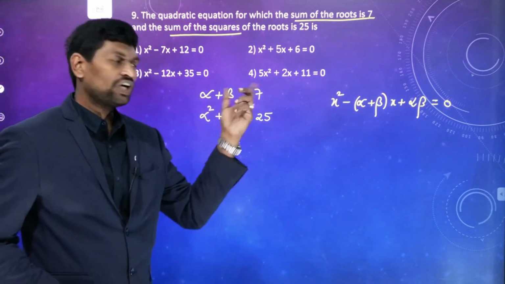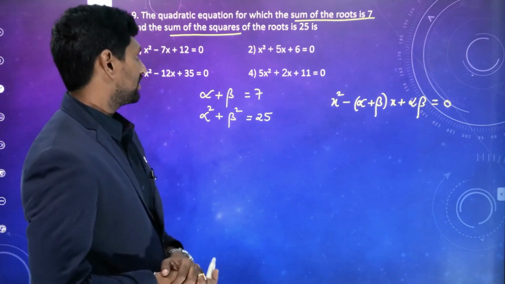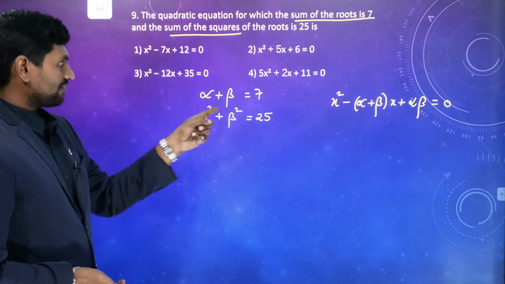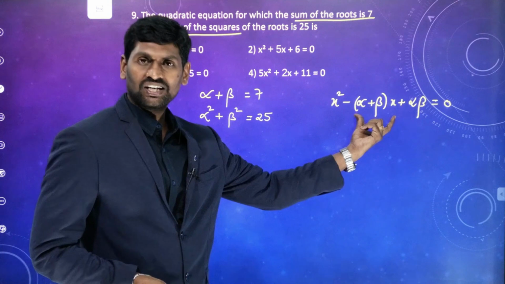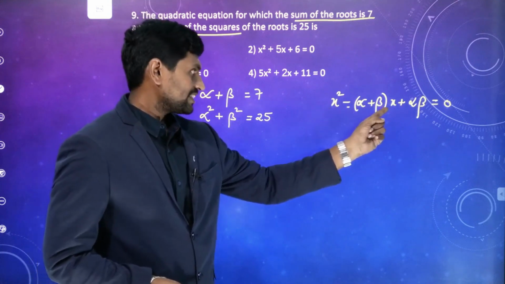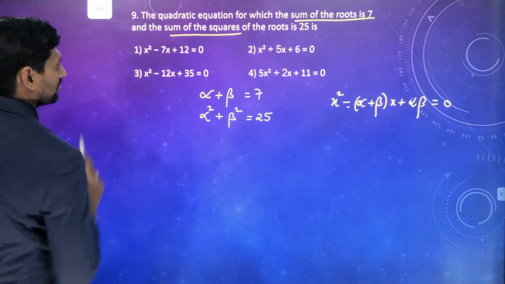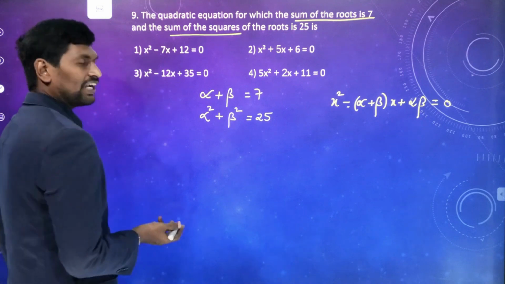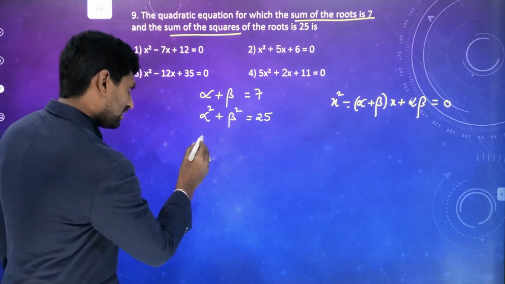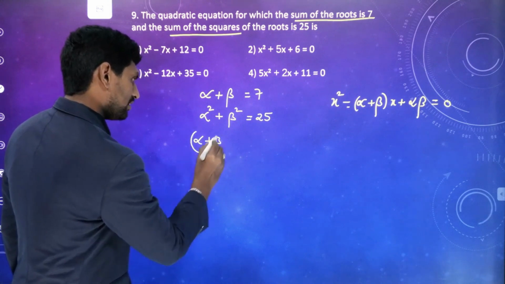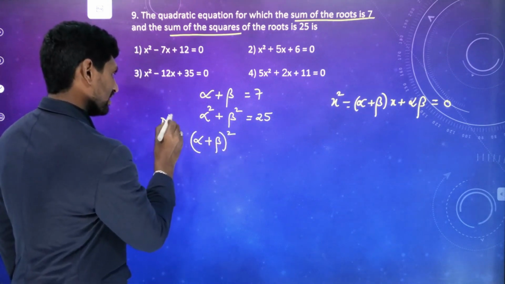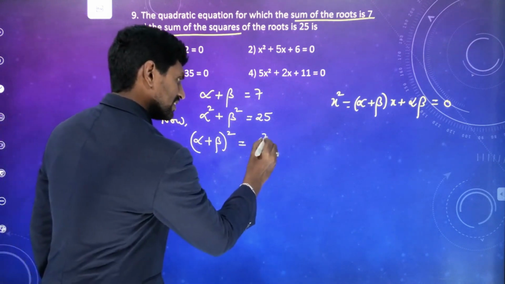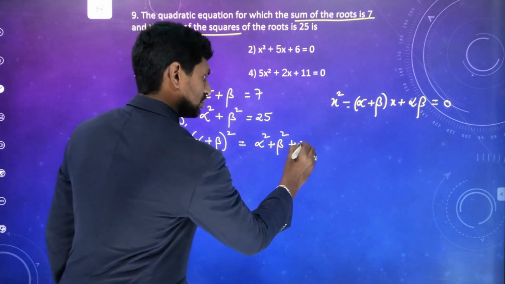Alpha plus beta value we know already. Without finding it also we can say that alpha plus beta value is 7. In the place of alpha plus beta if you write 7, x square minus 7x, something will come. 7x means this one only, no? Option 1. Anyway, let us find the alpha beta value. How can we find it? I am using the a plus b whole square formula. In the place of a plus b, I am taking alpha plus beta. So alpha square plus beta square plus 2 alpha beta.